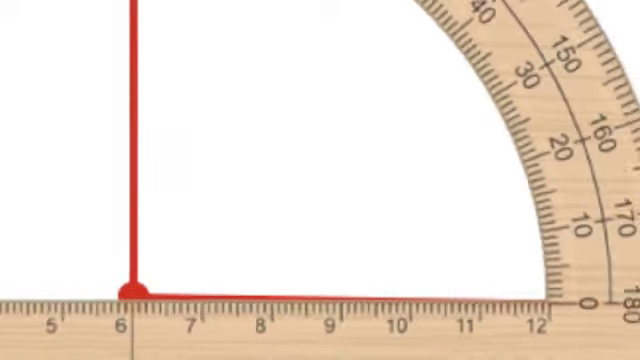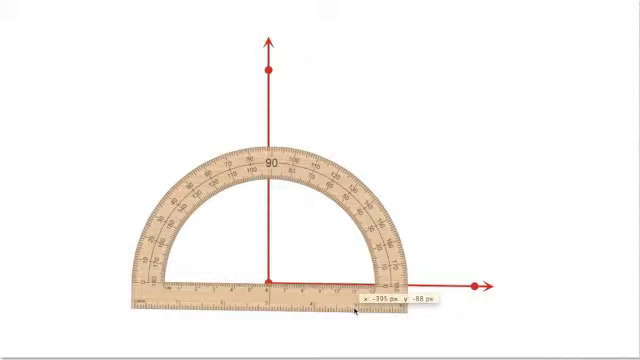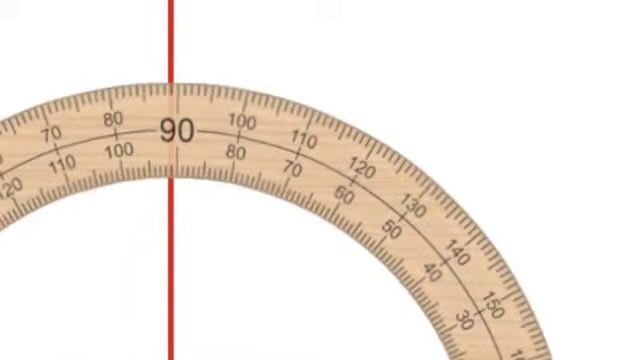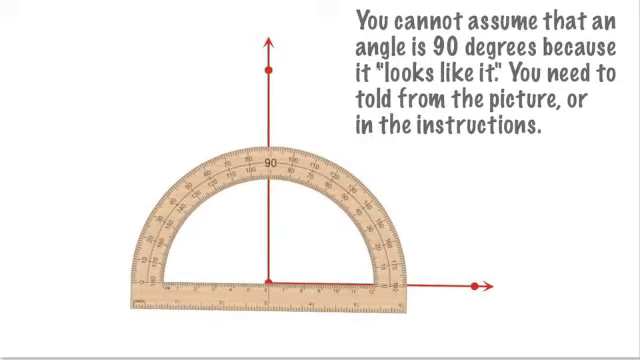So now I'm going to have to rotate my protractor just a little bit to make this line up. And there we go. Now that we've got that lined up, it seems to me that the measure here is actually 91 degrees. So this angle is actually obtuse, even though it really doesn't look like it. So again, you can't assume it's a right angle unless you're told specifically, either from the picture or in the instructions.